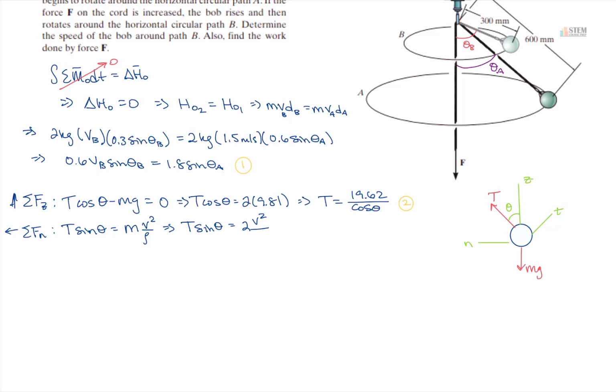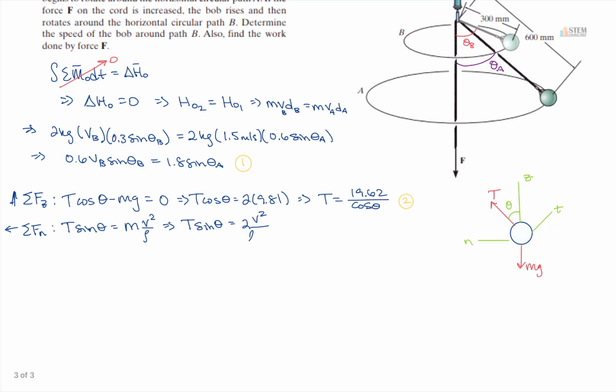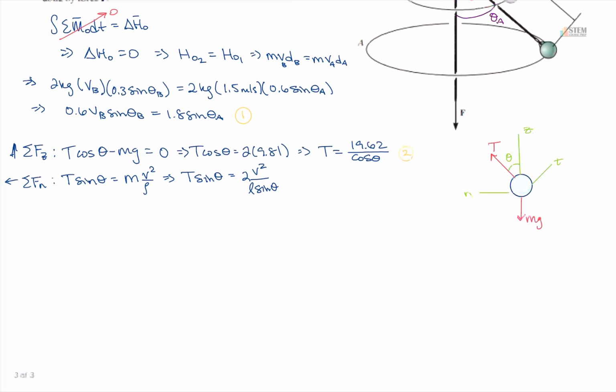Now rho is going to be this distance here or here. In both cases, it'll be the length of the chord times sine of the angle theta, right? So let's just have v squared over, let's call it L sine theta, right? And that way we can use it for path A or for path B. And let's call this equation 3.